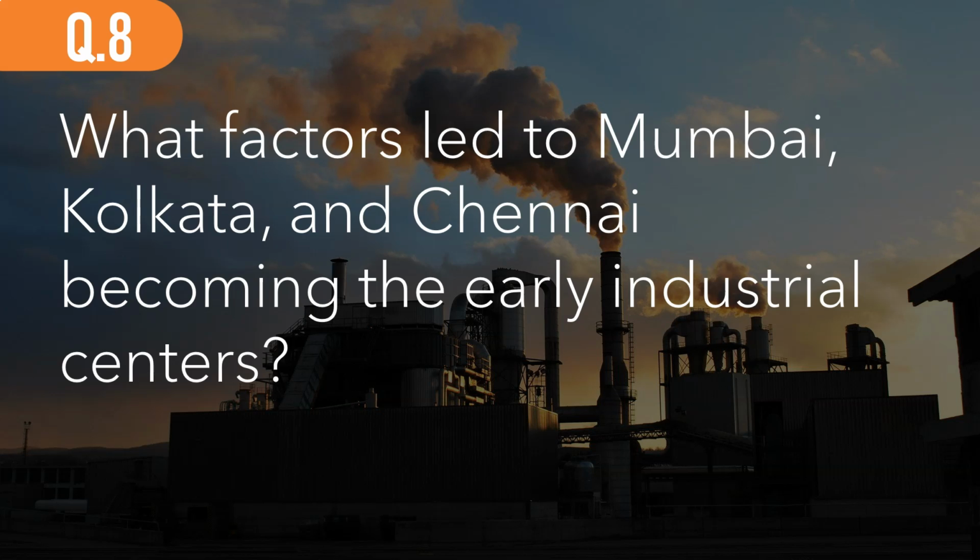Question number 8. What factors led to Mumbai, Kolkata, and Chennai becoming the early industrial centers? So we briefly touched on this earlier. Mumbai, Kolkata, and Chennai in the early 20th century were the port cities of India, and these ports were built and constructed before Indian independence. In fact, they were constructed by the British colonies. So one key factor was the coast, availability of raw material, urban facilities, and most importantly, a market.